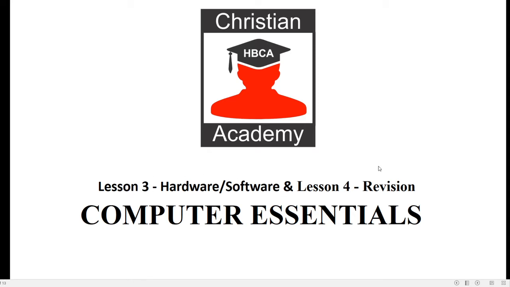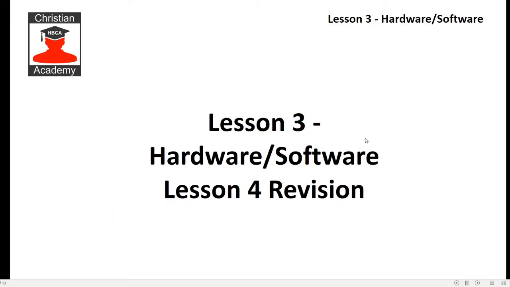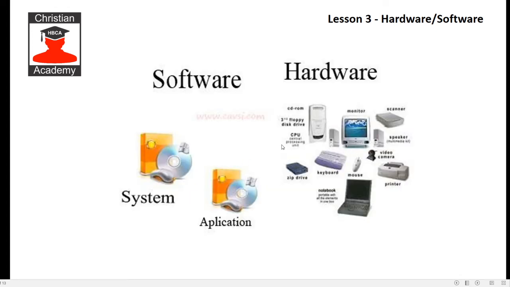Hardware and software, and we're doing lesson 4, which is the revision, because lesson 4 is just a bunch of revision questions. So I'm going to handle those questions and discuss them to prepare you if you are taking either assessment in the lab or you're doing an online assessment. That revision will be preparation for you. So yes, we're talking about hardware and software.